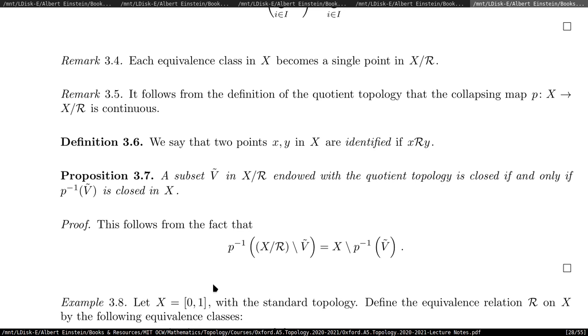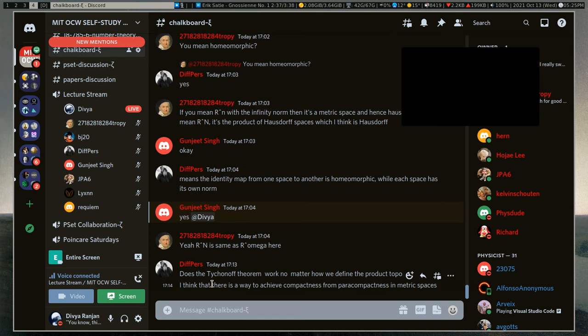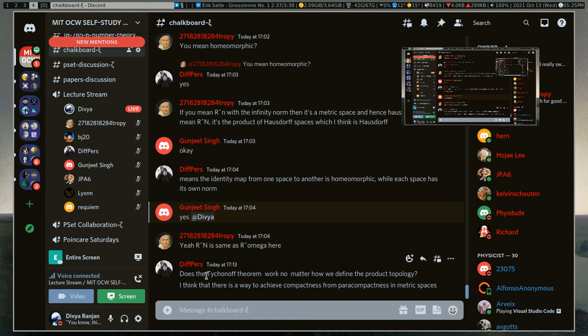Oh, I didn't see that question until now. Does the Tikhonov theorem work no matter how we define the product topology? I mean, product topology is just defined in one manner. Are you talking about whether you can have Tikhonov over the box topology? If you just have the usual product topology, Tikhonov works.